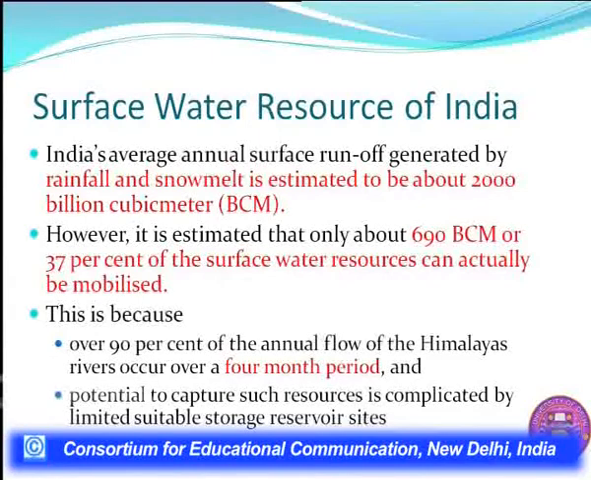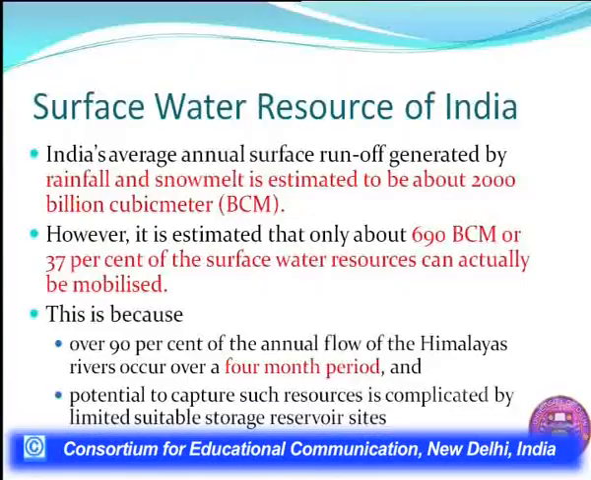In case of India, from an Indian perspective, if you think about surface water resources, you have to understand the annual surface runoff. It comes from rainfall and snow melt, and is estimated to be almost 2000 billion cubic meters.